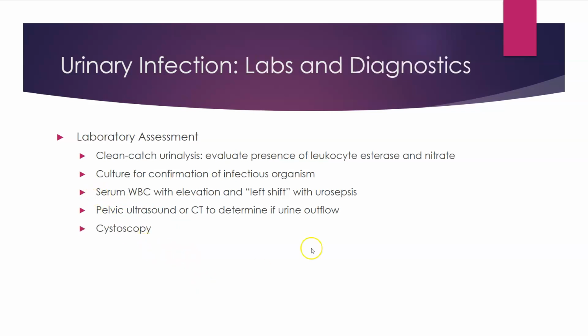Laboratory assessment, so clean catch, we talked about that. Get a culture for the infectious organism. Oftentimes it's E. coli. Looking for a left shift with the serum WBCs. We'll do an ultrasound or CT to look for any outflow tract obstructions with this. Or possibly we could use cystoscopy.